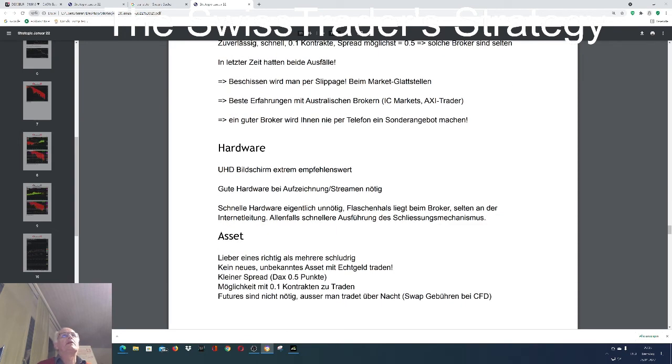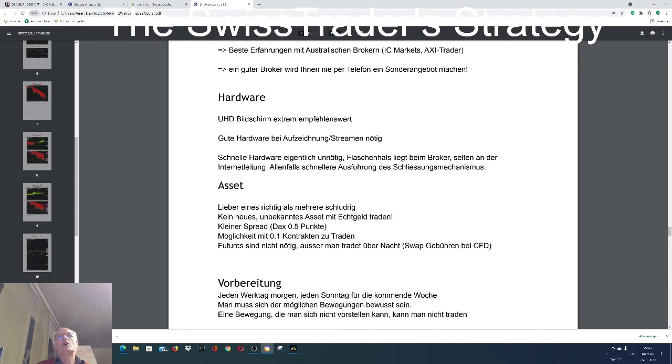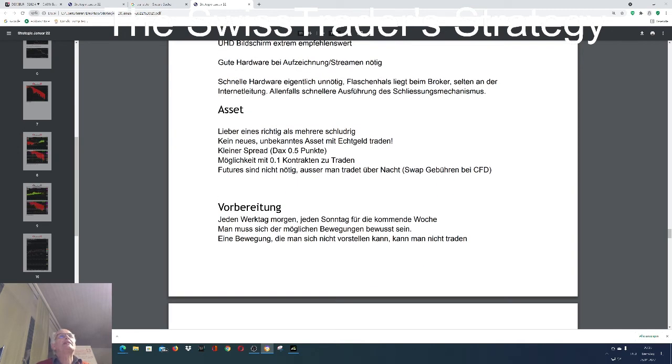Then hardware, an Ultra HD screen is very good with big resolution. You need good hardware if you want to stream or film yourself when you are trading. Otherwise, it's not so important. And the asset, I'm specialized on DAX, Dow, and S&P 500. It's good when you specialize on an asset.